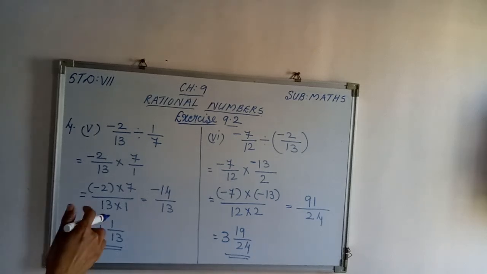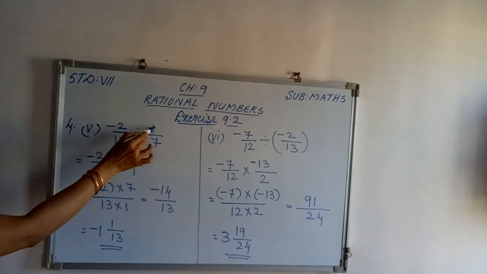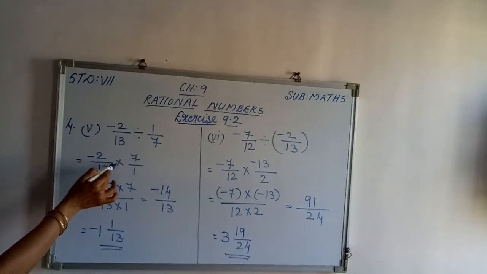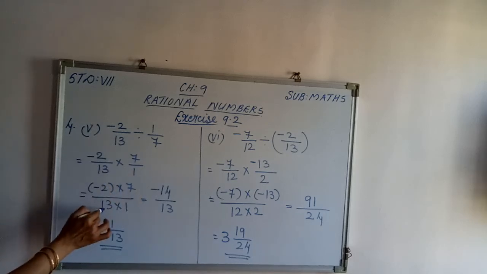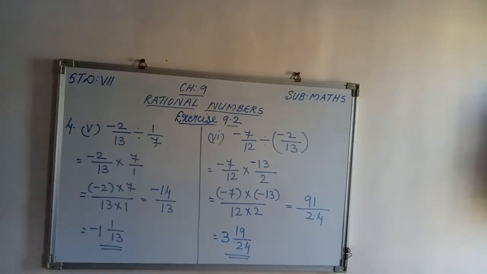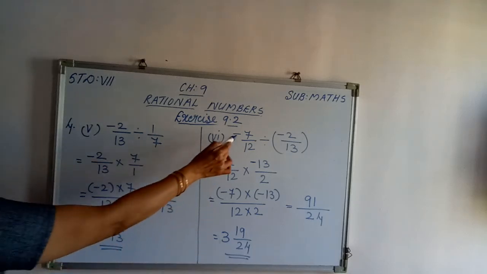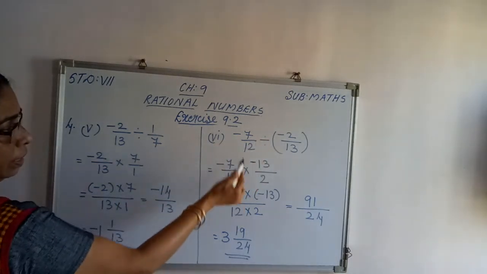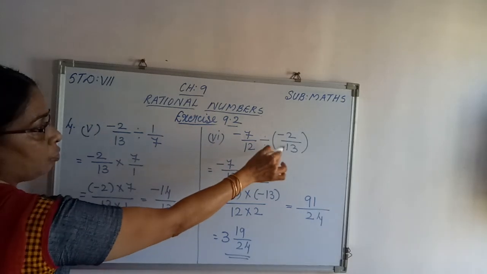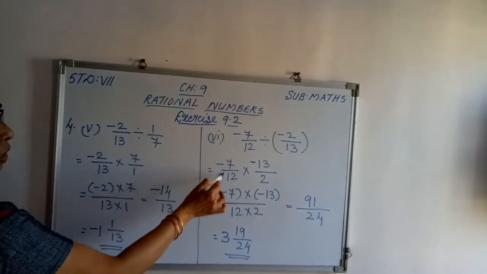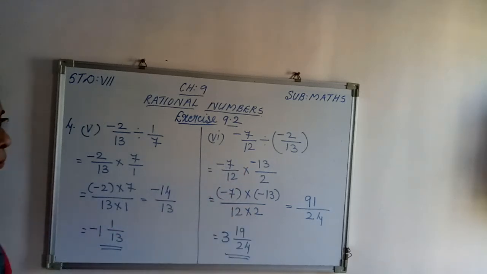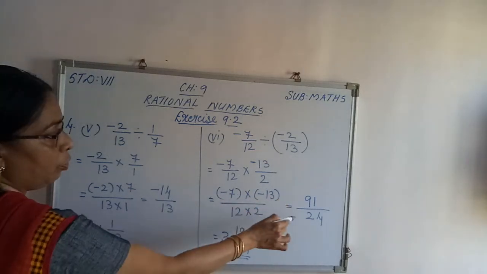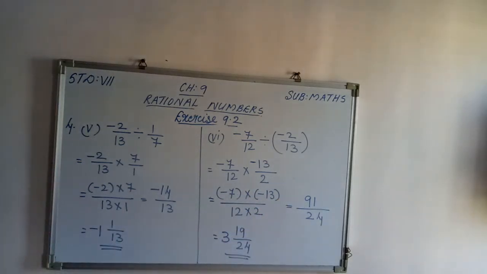Now question 5. Minus 2 upon 13 divided by 1 upon 7. Minus 2 upon 13 multiplied by the reciprocal, 7 upon 1. Then minus 2 into 7 upon 13 into 1. That is minus 14 upon 13, which can be written as minus 1, 1 upon 13. Sixth one. Minus 7 upon 12 divided by minus 2 upon 13. Minus 7 upon 12, reciprocal of minus 2 upon 13, minus 13 upon 2. Then minus 7 into minus 13 upon 12 into 2. Minus into minus, plus, we get 7 into 13, 91 upon 24. Can be written as 3, 19 upon 24.